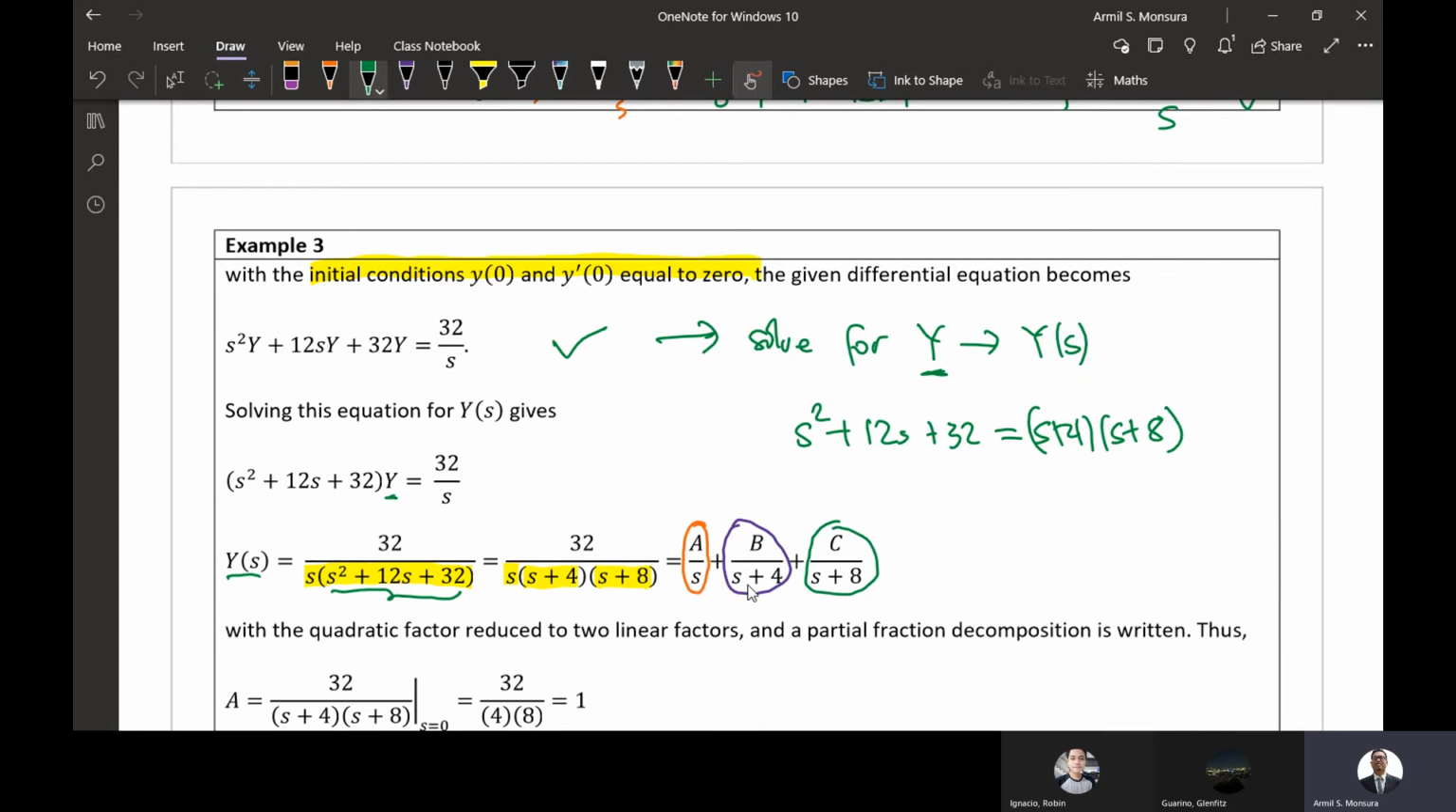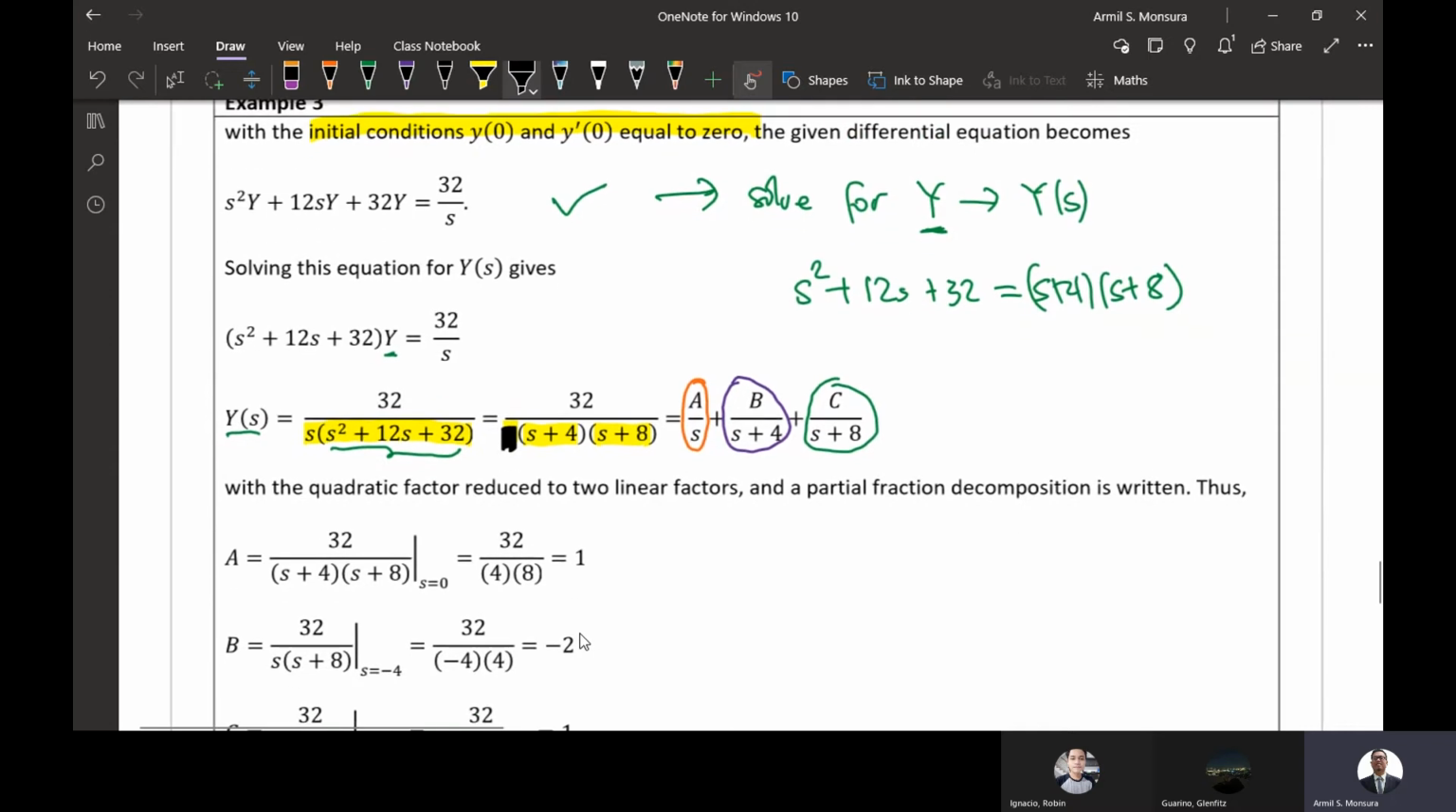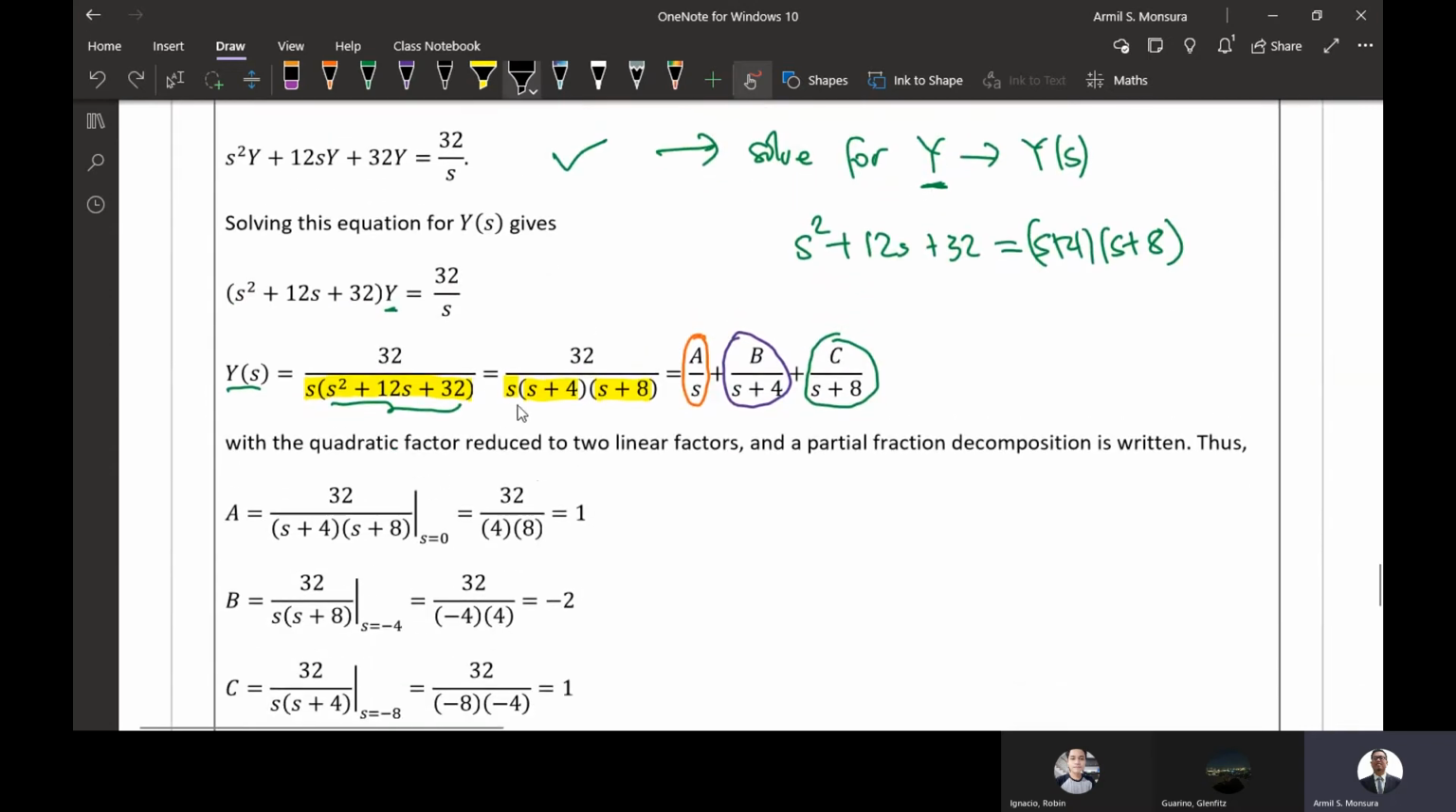Okay? So, again, for A, we will cover up s here. So, yung maiiwan, yung 32 over s plus 4 times s plus 8, i-evaluate natin with s equal to the root of s, which is 0. So, upon evaluation, we will determine that to be 1. Okay? For B naman, ito yung i-cover natin kasi yan yung denominator ng B dito. So, yung maiiwan dyan is 32 over s times s plus 8. At i-evaluate natin yan when s is negative 4, dahil yun yung root ng s plus 4 here.